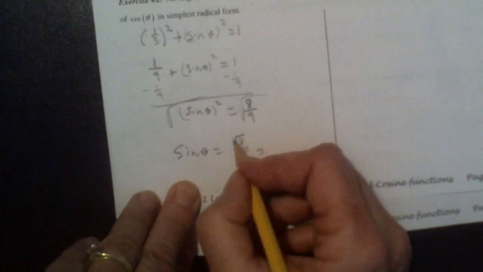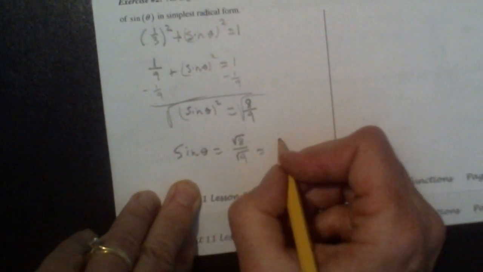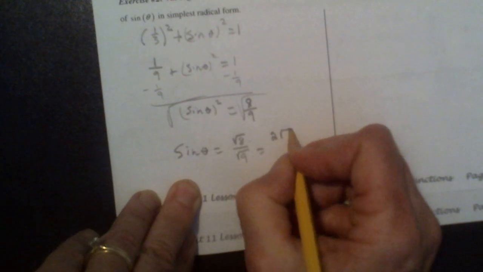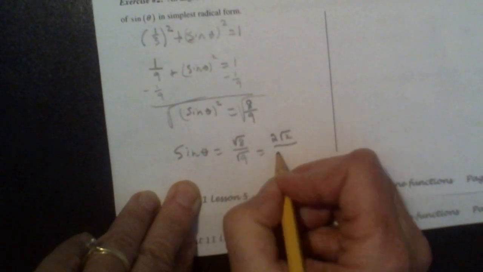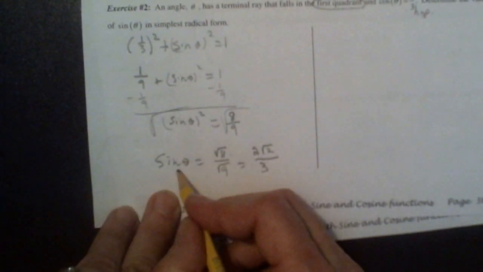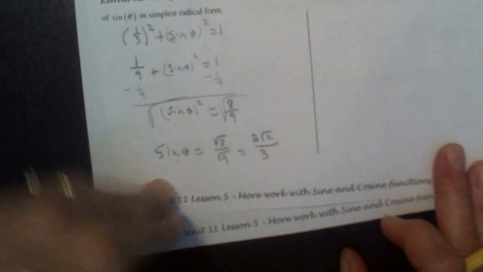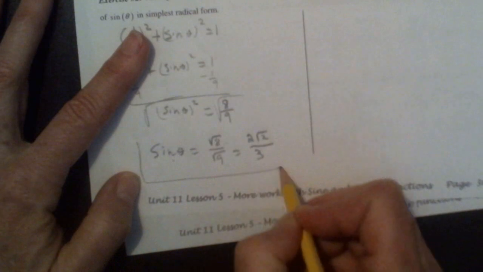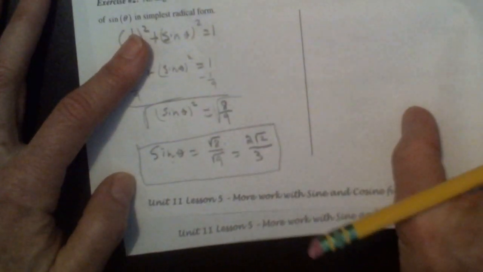The square root of 8, you can break that down into 4 times 2, which is 2 square root of 2, and the square root of 9 is equal to 3. And because we're in the first quadrant, the sine of theta is positive. So there is your value for sine of theta. That's one way of getting it.